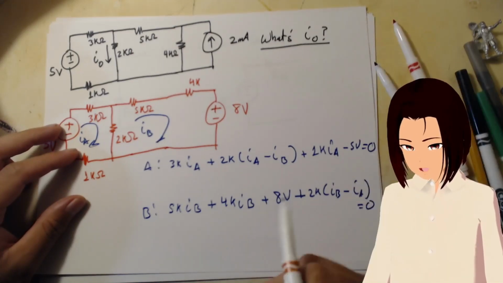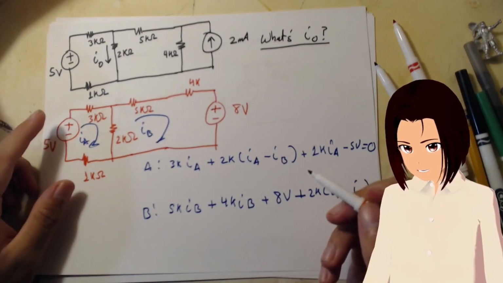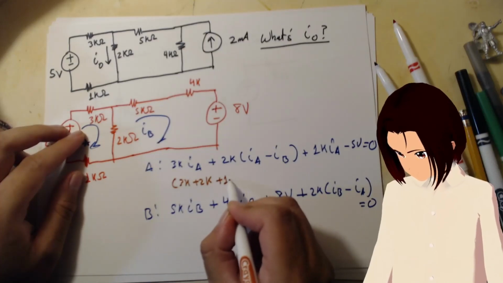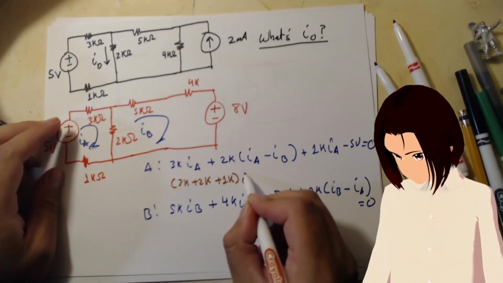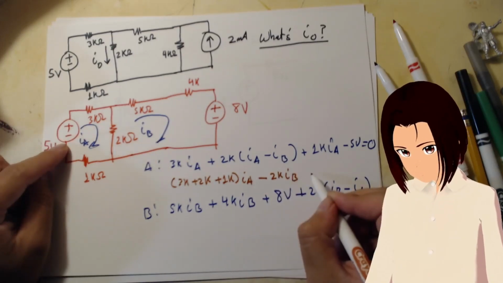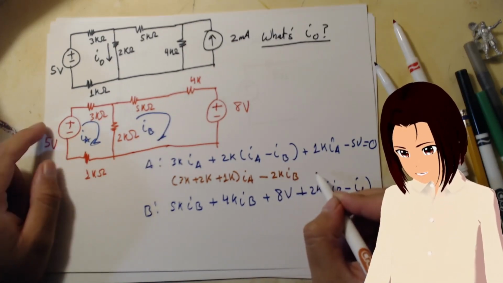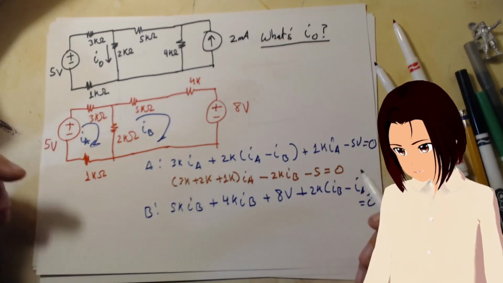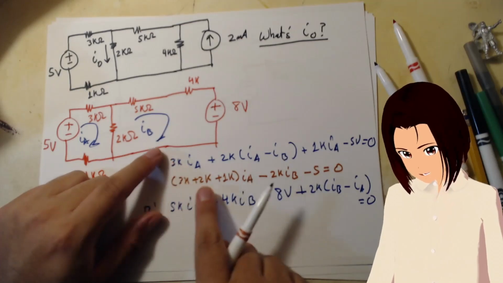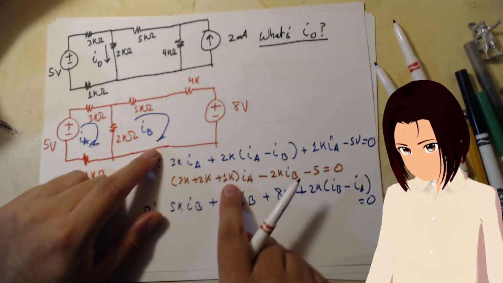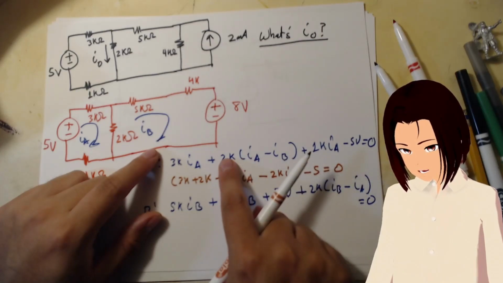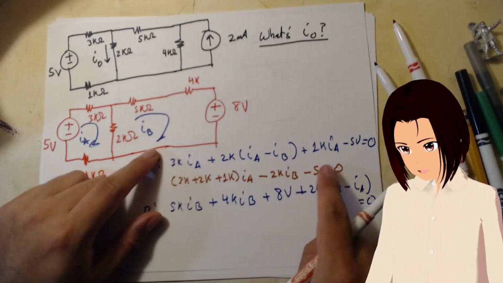Now, if you were to do this from inspection, it would just be 3K plus 2K plus 1K, times IA, minus 2K IB, and because the current's going into the minus 5, there you go, and it agrees. So 3K times IA, 2K times IA, 1K times IA, and for IB, the minus 2K IB, and minus 5. There you go.